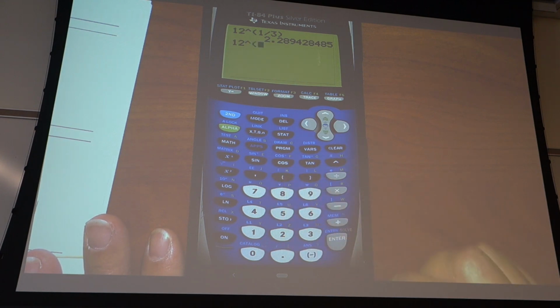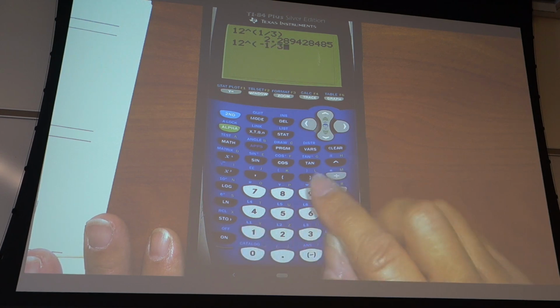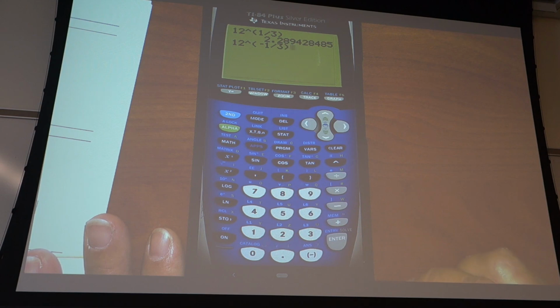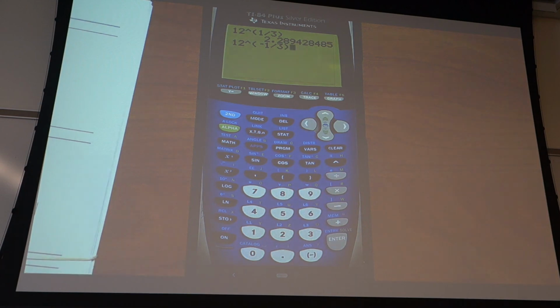parentheses negative 1/3. If you have a TI 83 or 84, your negative symbol is down here at the bottom. You can't use the minus symbol. You have to use the one right down here at the very bottom next to the enter key for your negative. Negative 1 divided by 3.